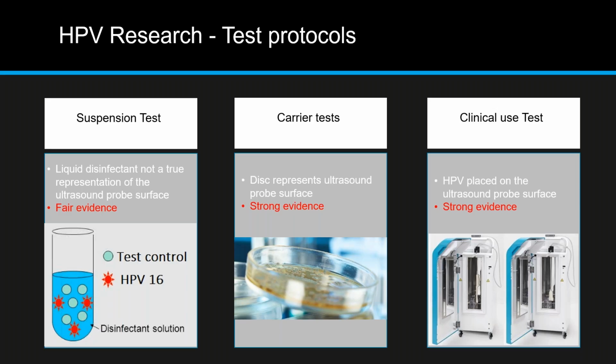And that's where we come to the next part, the carrier test, where we have these discs, and the discs are made of the same material that the ultrasound probes are made out of. So this provides strong evidence that we can actually put the virus onto these discs, onto the same material that is being used in the ultrasound probes, let it dry, treat it with a disinfectant, and then recover the virus. And we know that without treatment, we can recover all the infectious virus after drying it onto the probe.